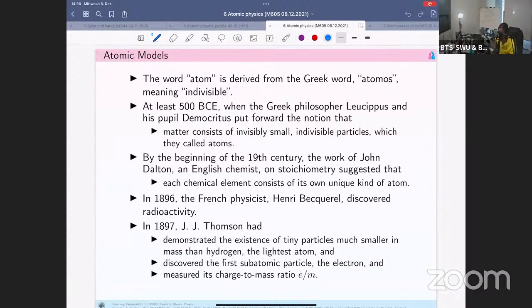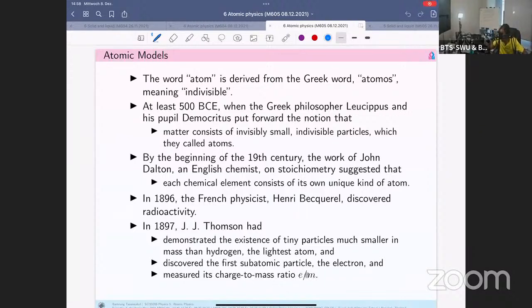Okay, and he discovered several things about these tiny particles, and this is the first subatomic particle. It is known as the electron. Electron was discovered in history, and he could measure one property of the electron, which is not explicit. It's only an implicit quantity, and that value is called the charge to mass ratio, which is e/m.